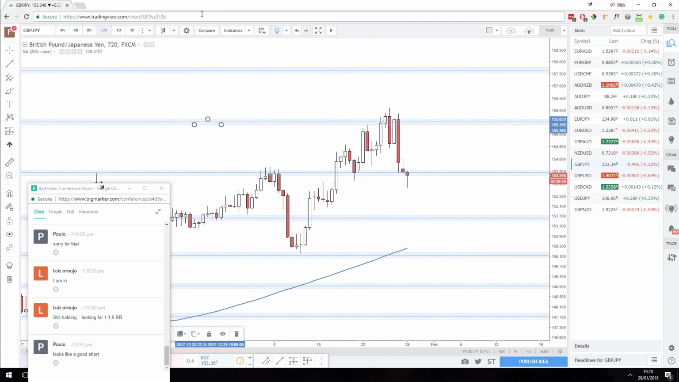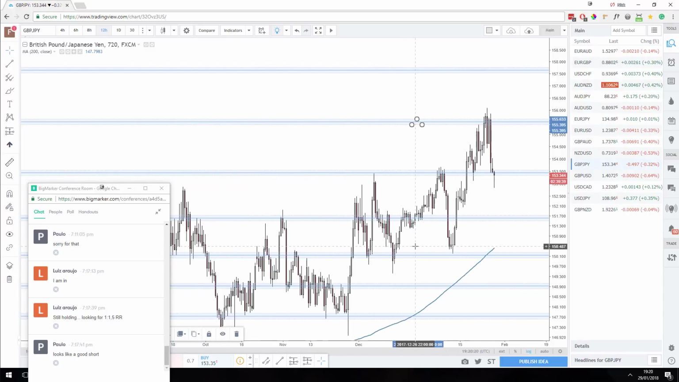Indecision forming on support. This could give us a long trade potentially. Let's see how this candle closes. It hasn't got that long until it closes. When it closes, we could potentially get into a trade here.